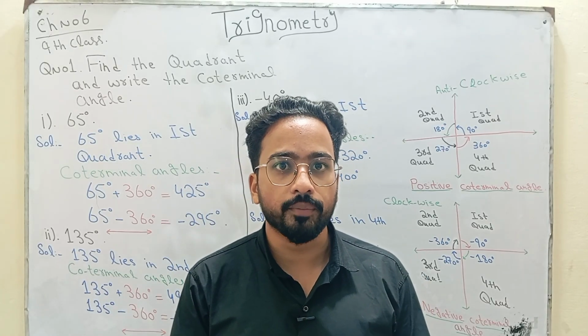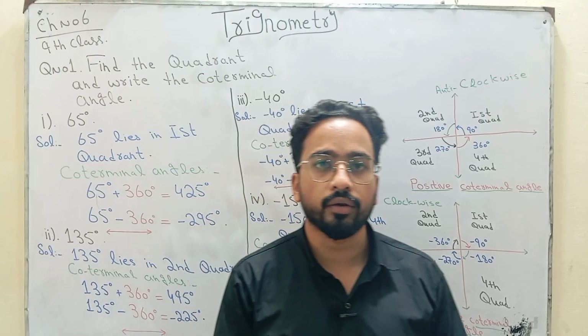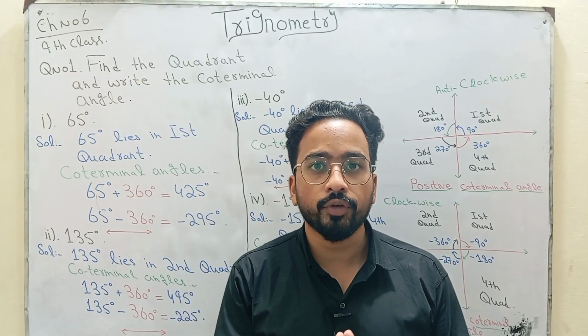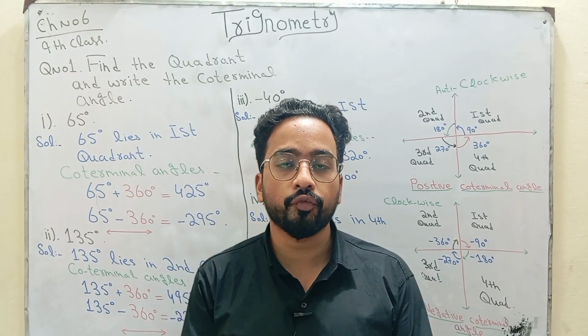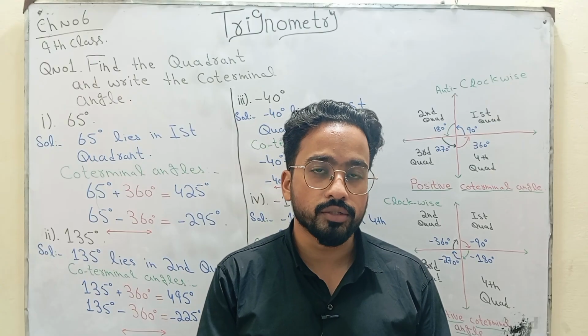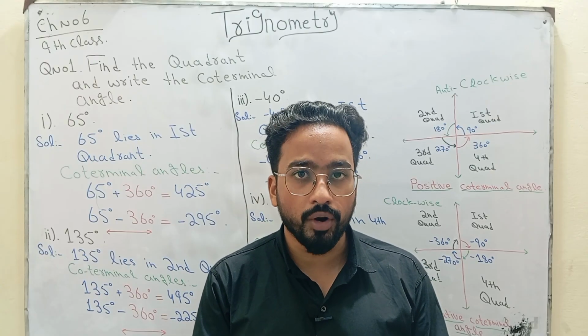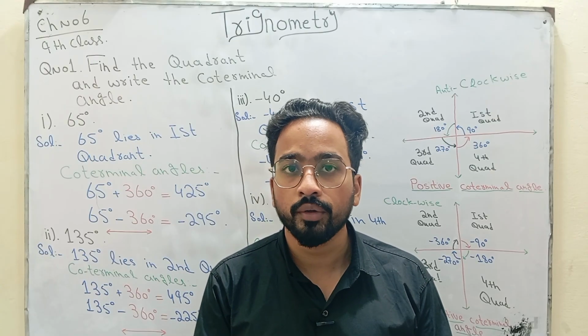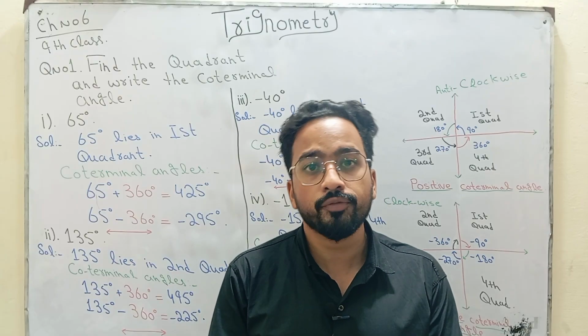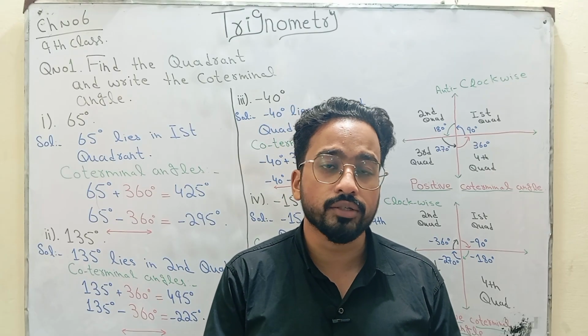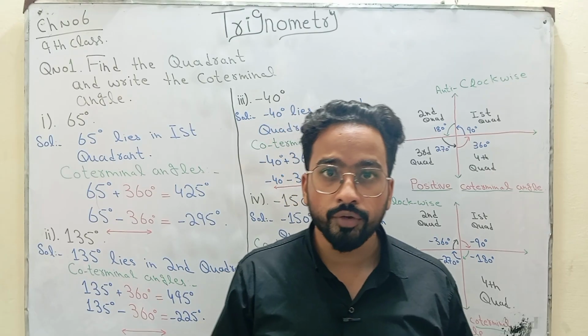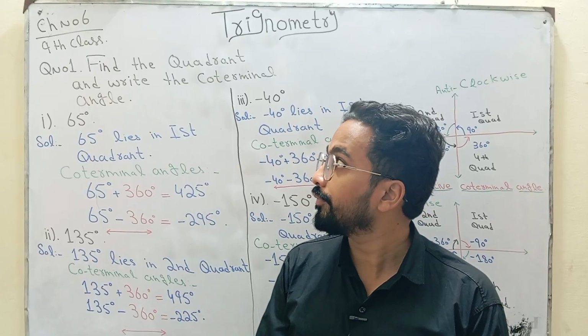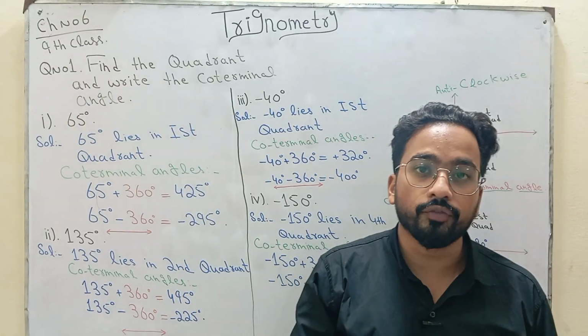Today our lecture of mathematics is exercise number 6.1. In the previous lecture we discussed the introduction of trigonometry and quadrants. We have four types of quadrant: first, second, third and fourth. Further we discussed positive quadrants and negative quadrants. So today we will solve exercise number 6.1.